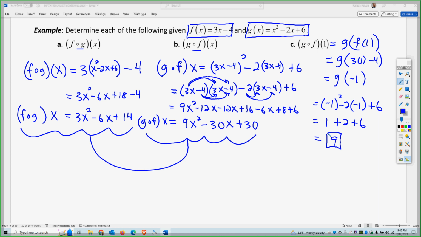The other way is to take this function right here and plug in that 1. So 9 times 1 squared minus 30 times 1 plus 30. Well, the 30 is going to cancel out, and you're left with 9. So either way, whether you do it in a step-by-step process or use the resulting function, you get the same answer. All right, pause the video, try the student problem for yourself.